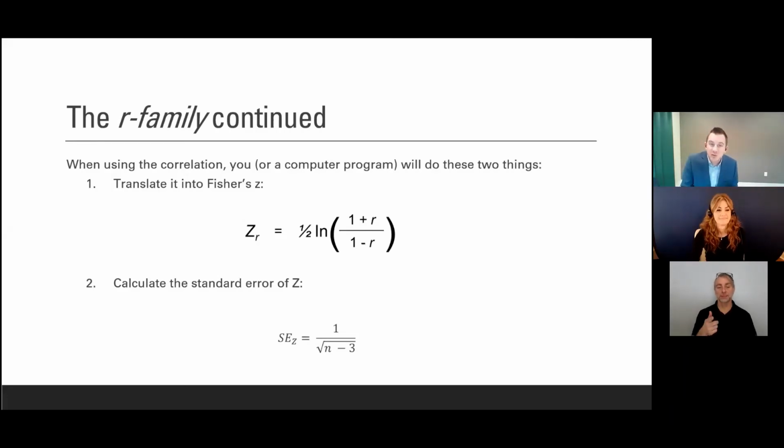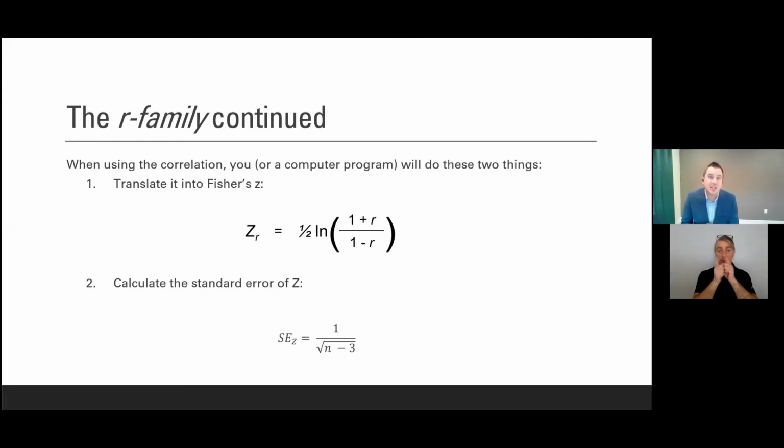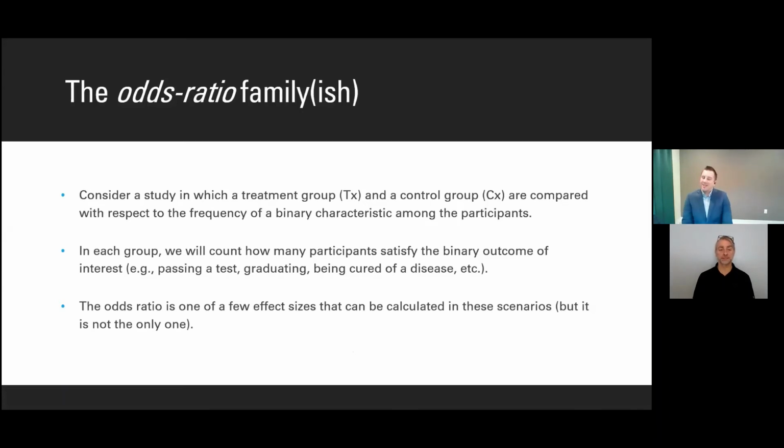And then once we transform the correlation into a Fisher's Z, we can then estimate the standard error of that Z. And again, the formula is pretty simple. In this case, it's just 1 over the square root of the total sample size minus 3. And that's it. Now you are all set up to conduct your meta-analysis and synthesize correlations. I told you it was a whirlwind.